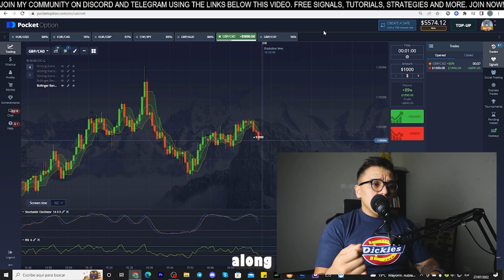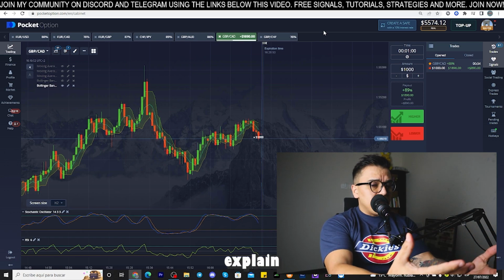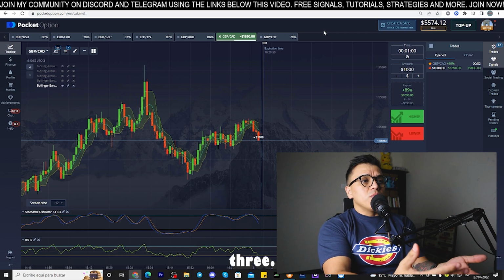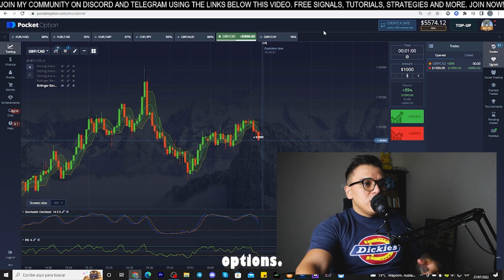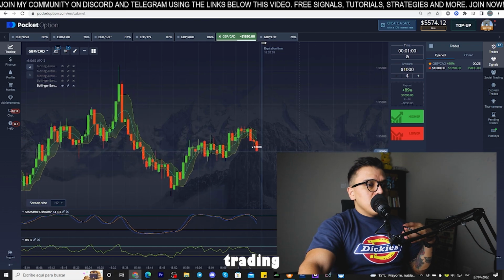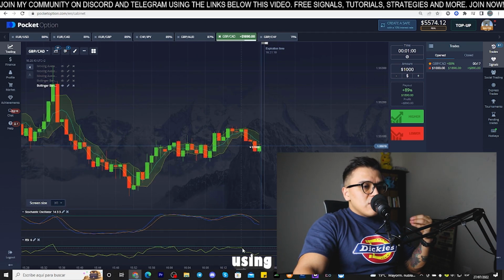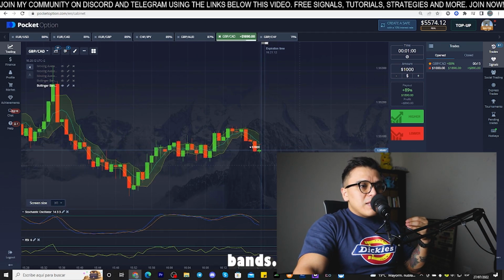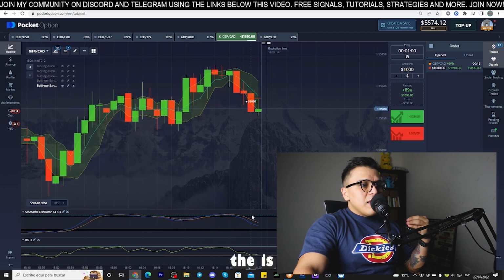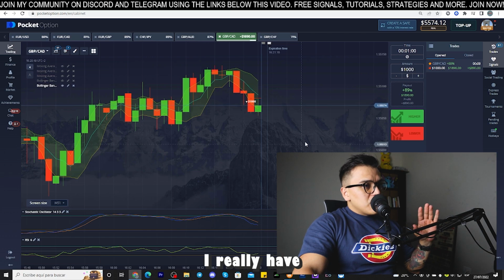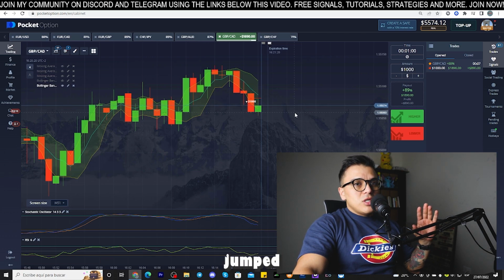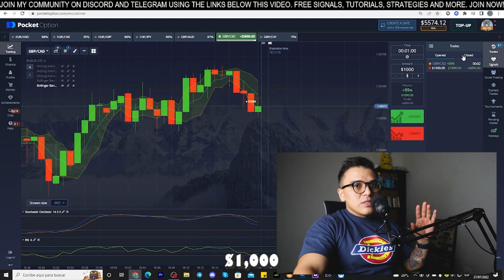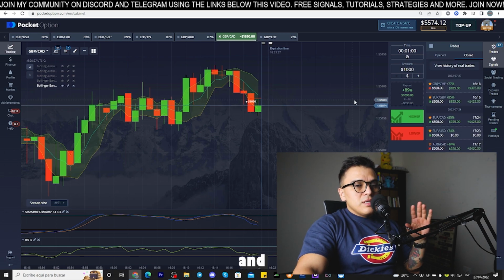But if you want to trade along with this strategy, let me explain how to trade with this strategy for binary options. Basically, I trade using the stochastic oscillator, the RSI, and the Bollinger Bands too. I'm going to follow the blue line of the stochastic oscillator. It really helps so this green candle doesn't jump too much. Stay there. I'm trading with $1,000 and stay there.